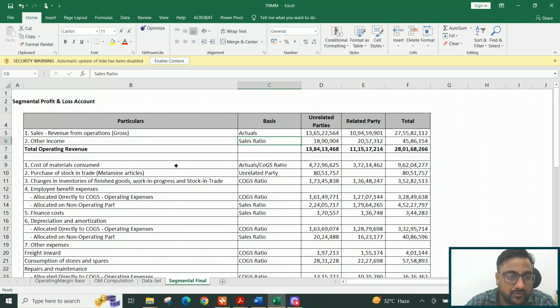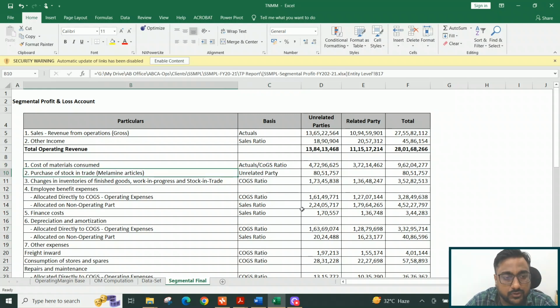Then cost of material consumed could be at actuals, and if they are not able to derive that, then an appropriate COGS ratio they will give, and you can allocate on the basis of that ratio. They would have this ratio of output, that is, whatever they consumed to produce the goods sold to related and unrelated parties. They would have given it to you, or in my case they gave me this ratio, so I was able to allocate that part of the expenses.